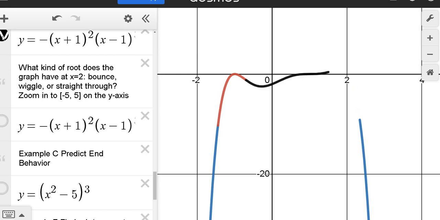But it is going to be a wiggle through. Wrong one. How about this one? There you go. So there's your wiggle through. It doesn't just go straight through. It kind of hesitates a little bit. Says, I might change my mind. No, I won't.